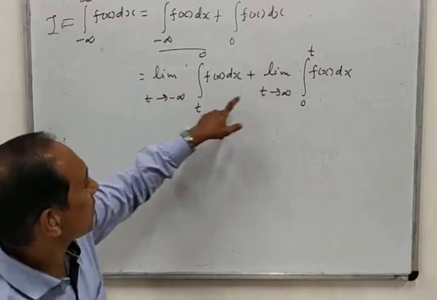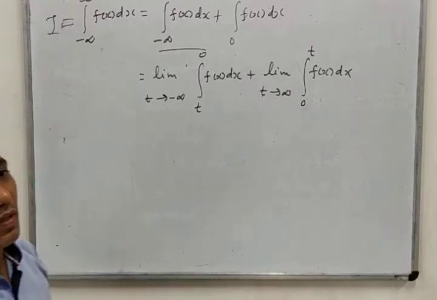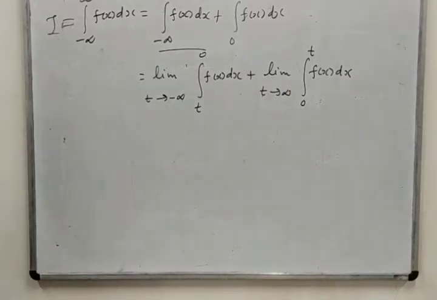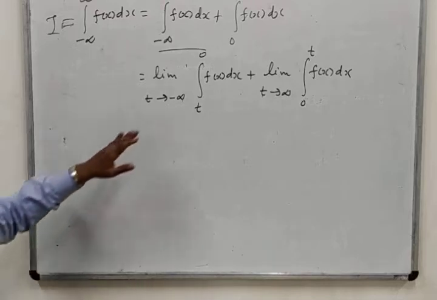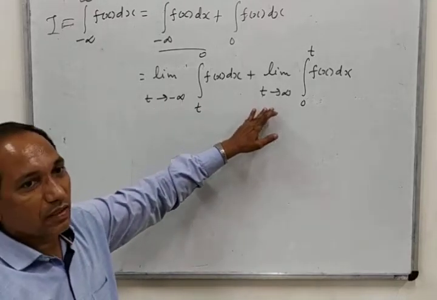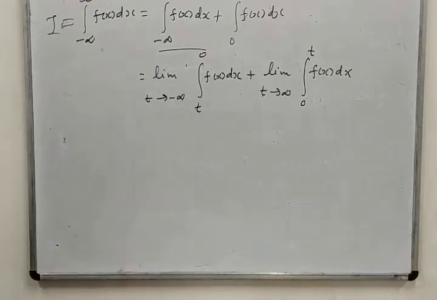Here t tends to minus infinity, here t tends to infinity. So we can find out these two limits, and as I told you, if both are convergent, we say that the integration is also convergent.